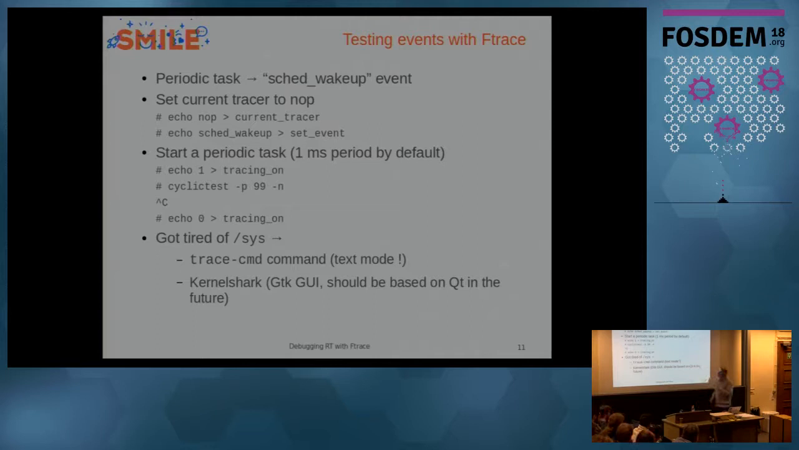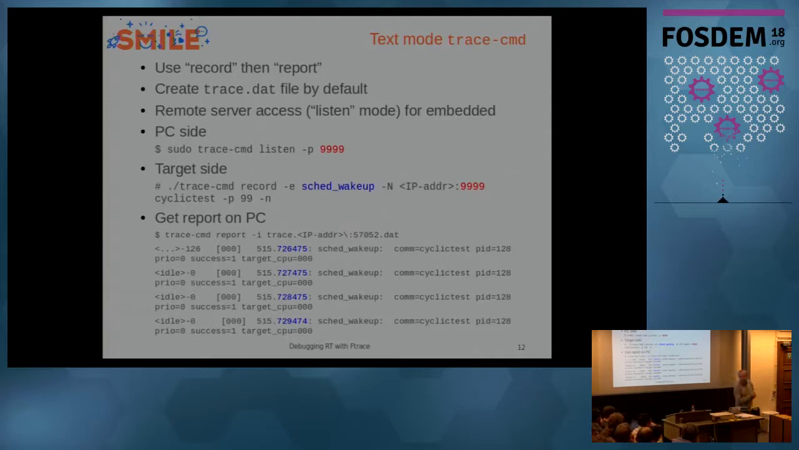It should be based on Qt in the future, because Steven, at VMware, will work on upgrading KernelShark full time, he said. It's a good idea, because KernelShark is not that stable, and I don't like GUIs a lot. For trace-cmd, you use record to record and report to display. By default, you will create a trace.dat file.